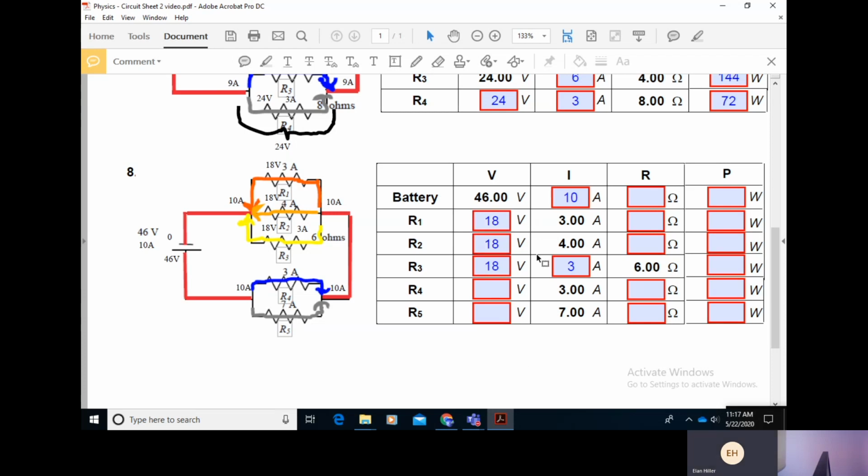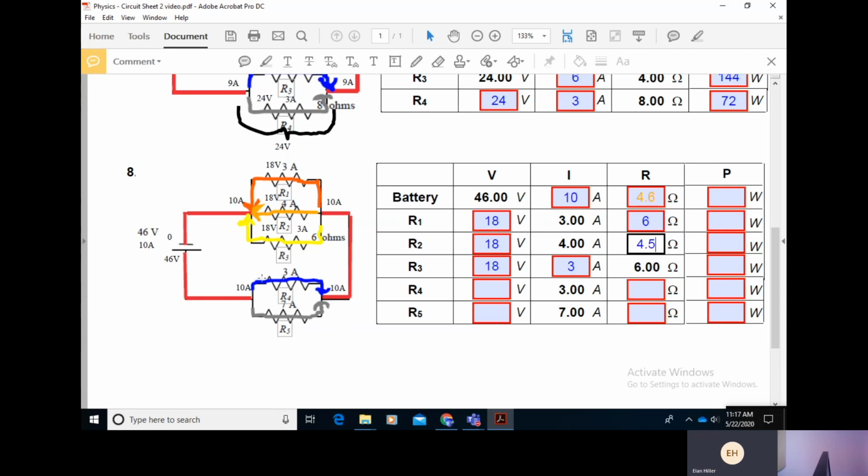Okay, so we know a lot so far. So let's figure out some Ohm's law stuff here to fill this out. The total resistance would be 46 divided by 10, or 4.6. We know that 18 divided by 3 would give us 6 ohms across resistor 1. We know that 18 divided by 4 would be about, what, 4.5? Yes, 4.5. And so that fills out a lot.